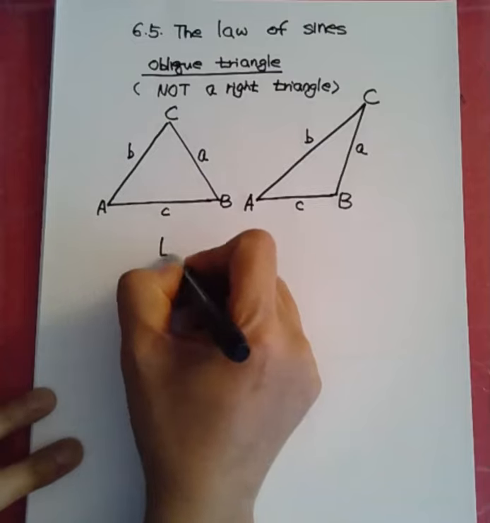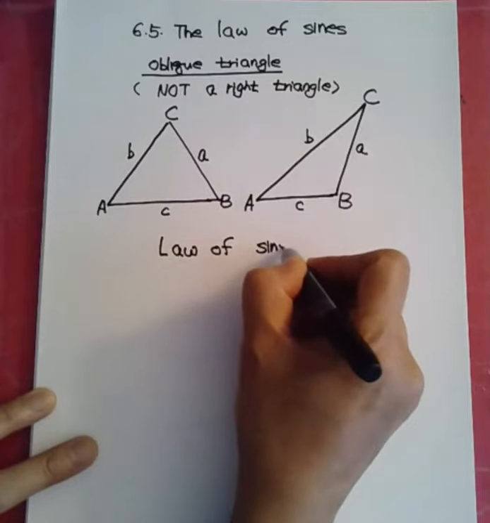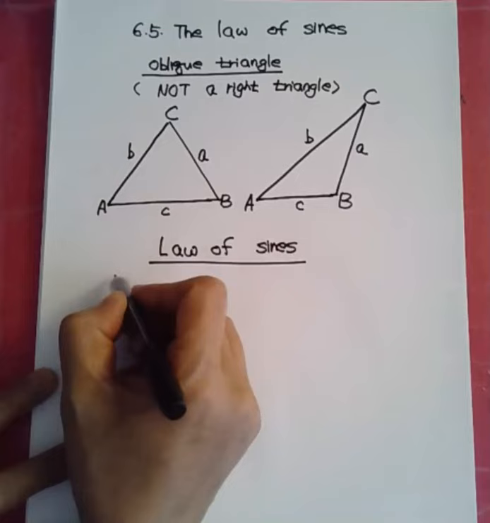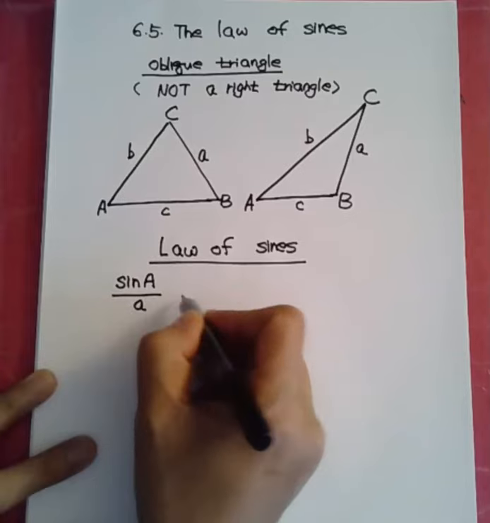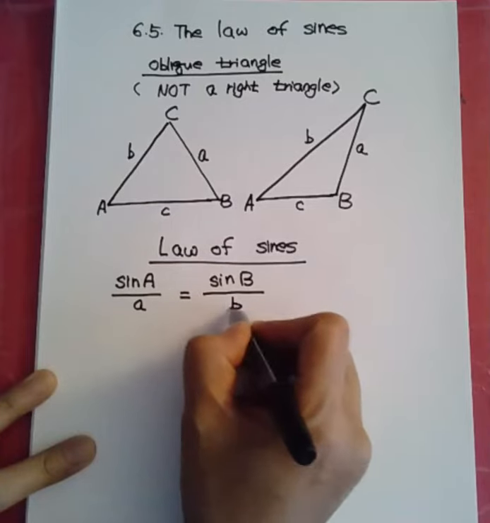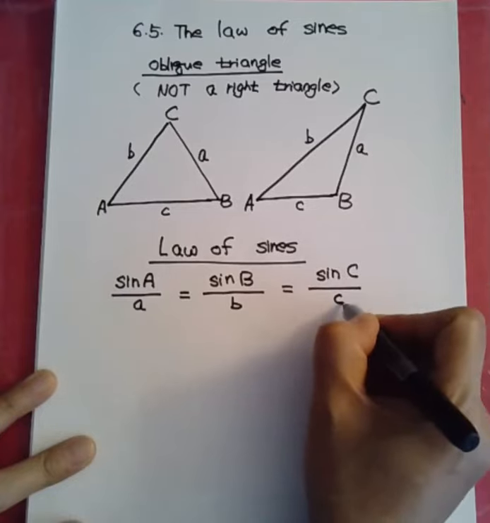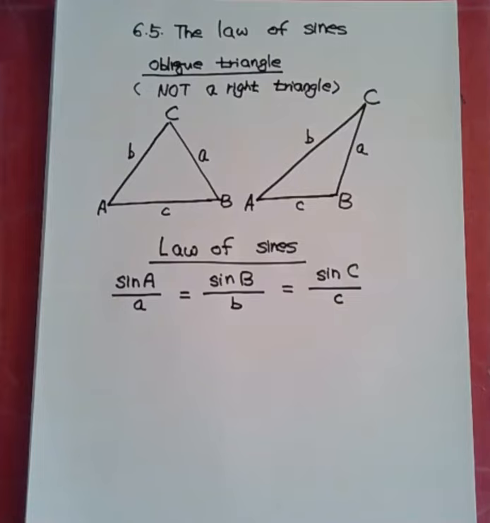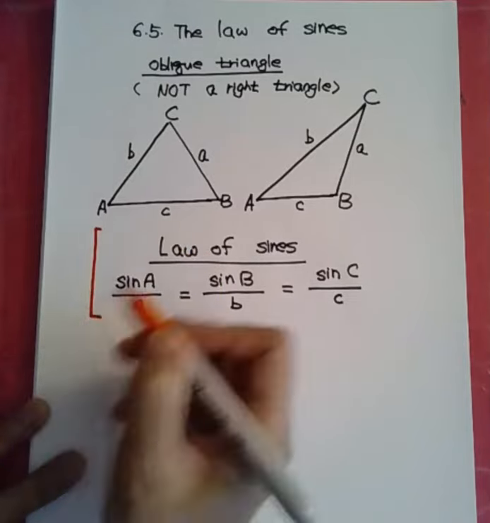Let me describe the law of sines. Law of sines is sine of A over a equals sine of B over b, and that equals sine of C over c. So ratio of the sine of the angle and opposite side length are the same within the same triangle. That is the law of sines. You have to remember this formula.